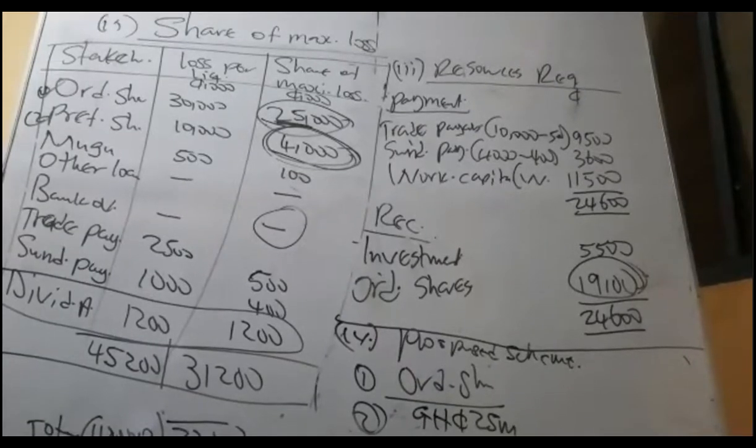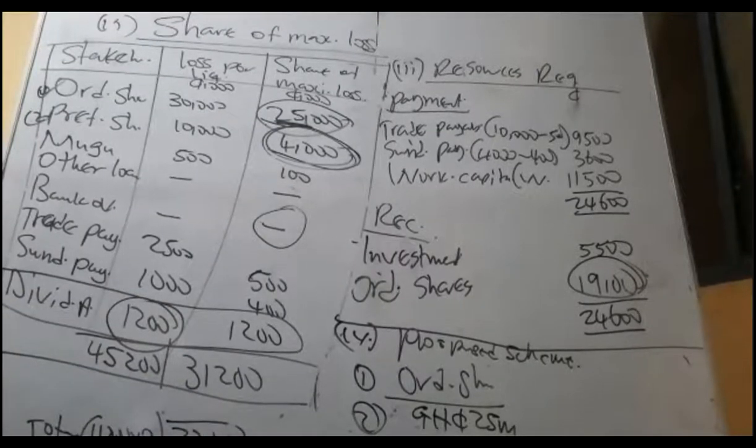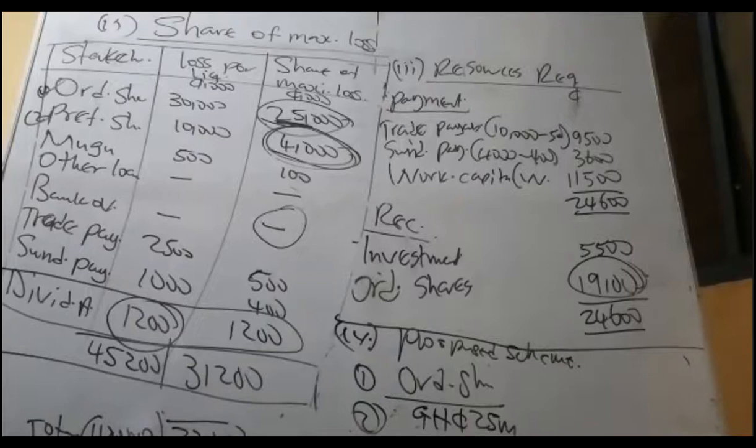And all the preference dividend in arrears must be cancelled. You can also state that the 2019 preference dividend must be cancelled.